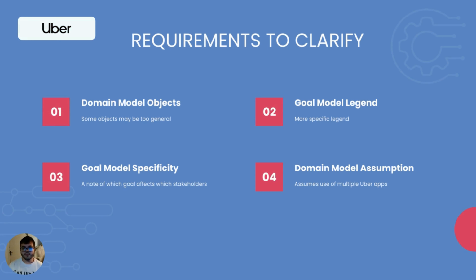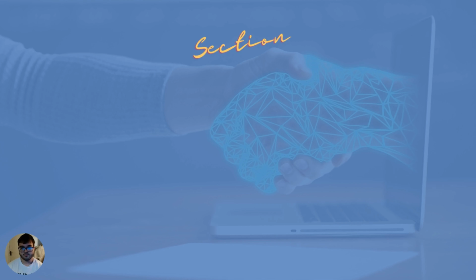Requirements to clarify. For the domain model, are some objects too general? For example, employees. Should this be separated into more specific employee objects? My second requirement to clarify would be the goals. Should a more specific legend be provided here? Should the goal model contain a note of specificity towards stakeholders? For example, if one usage goal heavily affects software engineers. My last question to be clarified is why the domain model assumes a strict usage of certain features.